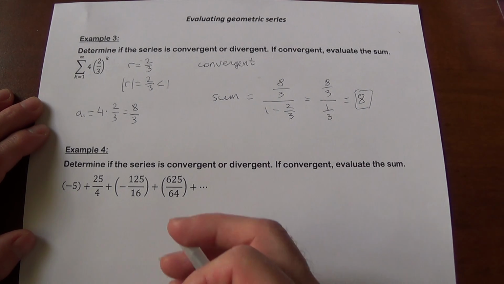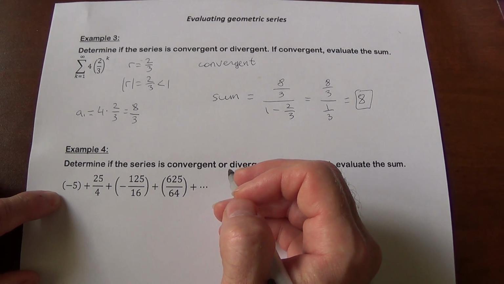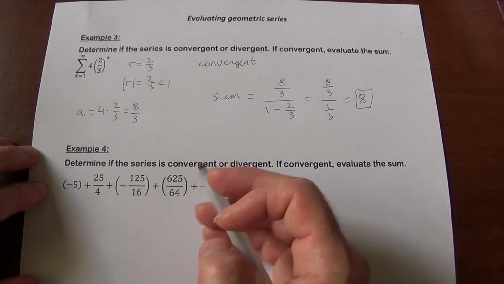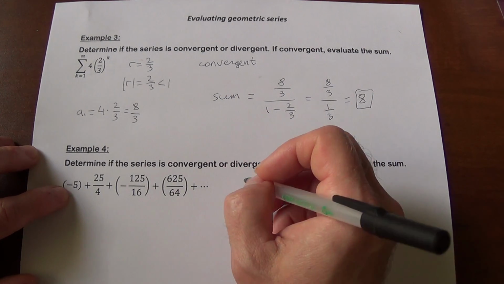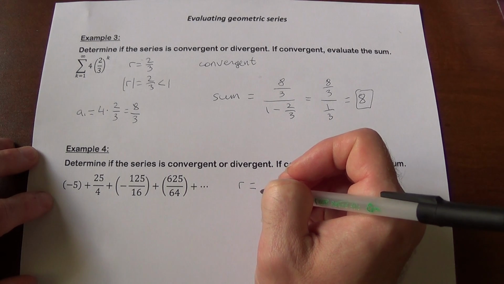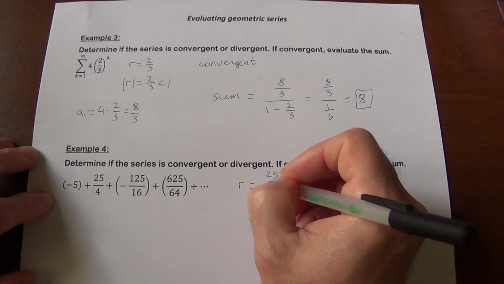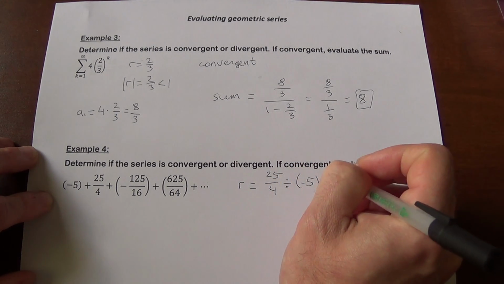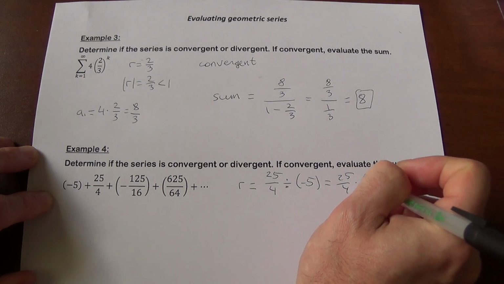The next series here, we have this. It's not given to us in a simple form with the sigma, so we're going to have to figure out a little bit more. So first of all, what do we have here? We know the first term is -5, but what's the common ratio? Because before we start going through all this trouble, we need to know that the common ratio is less than 1. So 25/4 divided by -5, that will be 25/4 times -1/5.